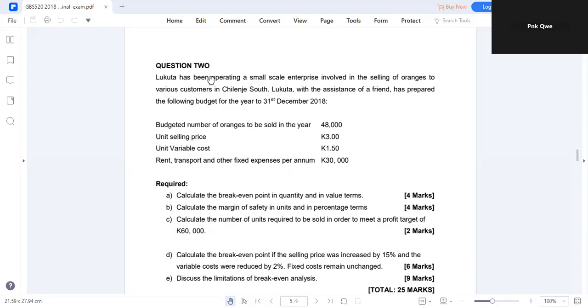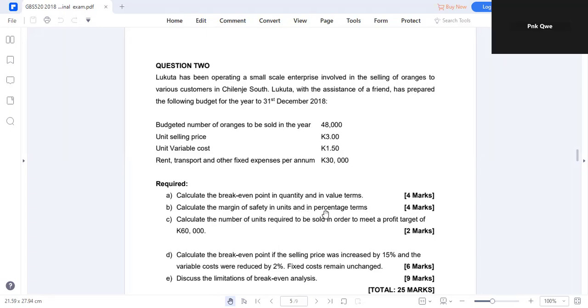Okay, so we're told that Lukata is operating a small-scale enterprise involved in selling oranges to Lusaka, Challenge South. With the assistance of a friend, he has prepared the following. Number of oranges sold per year, 48,000. Selling price per unit, 3 kwacha. Variable cost, 1.5. Transport, rent and other fixed expenses, 30,000. Calculate the break-even point in quantity and monetary value formats. Calculate the margin of safety in units and percentage.